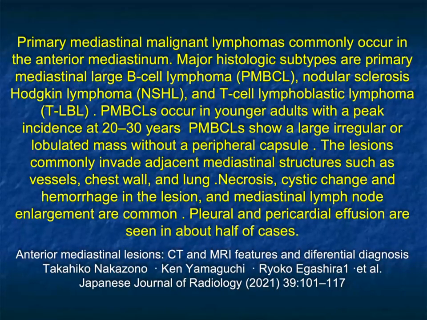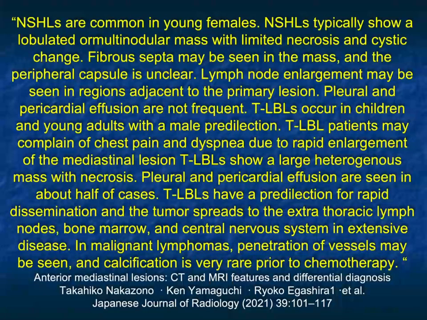You can see extension into the hilar regions, and of course with lymphoma it may not remain only in the mediastinum, and so you may see disease in the abdomen, you may see it in the liver, the spleen, the kidneys, or adenopathy. Pleural and pericardial effusions are seen in about half of these cases. Nodular sclerosing Hodgkin's is common in younger females. So again, the age of lymphoma will vary.